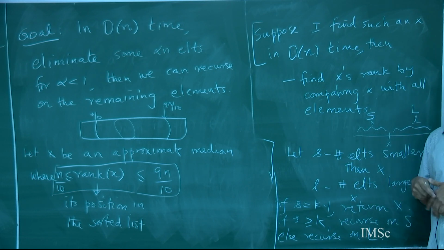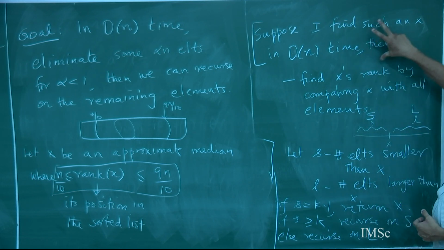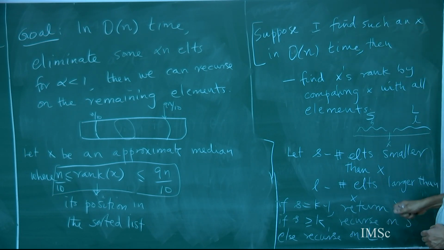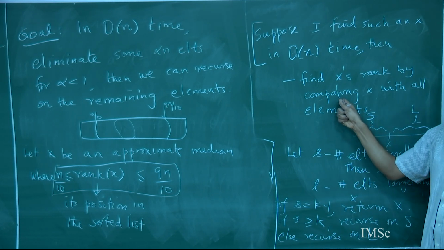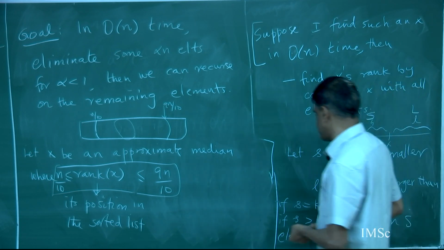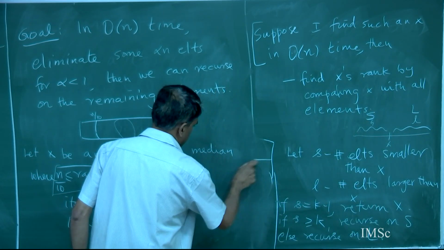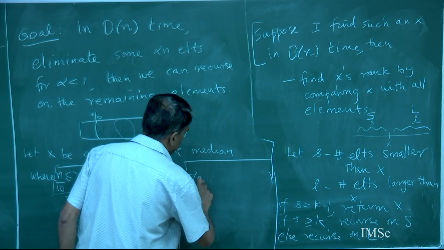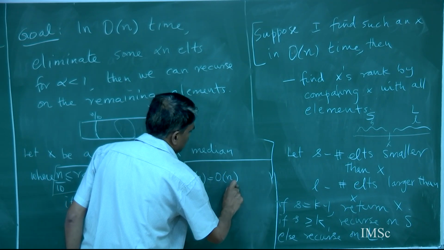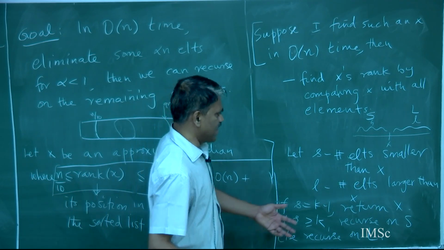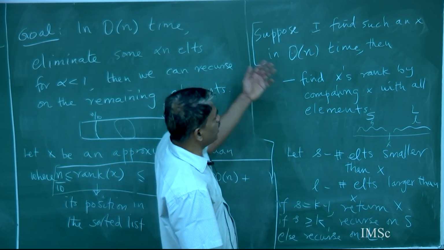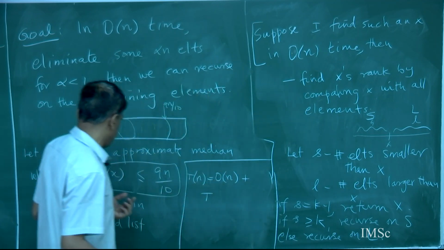Now let's see how much time it takes. This is my big assumption: I managed to find that X in order n time. After that, how much time does this take? Linear time, I'm comparing X with everybody. Now my recursion is T of n equals order n plus, either I recurse in S or L, but what do I know about the property of X?